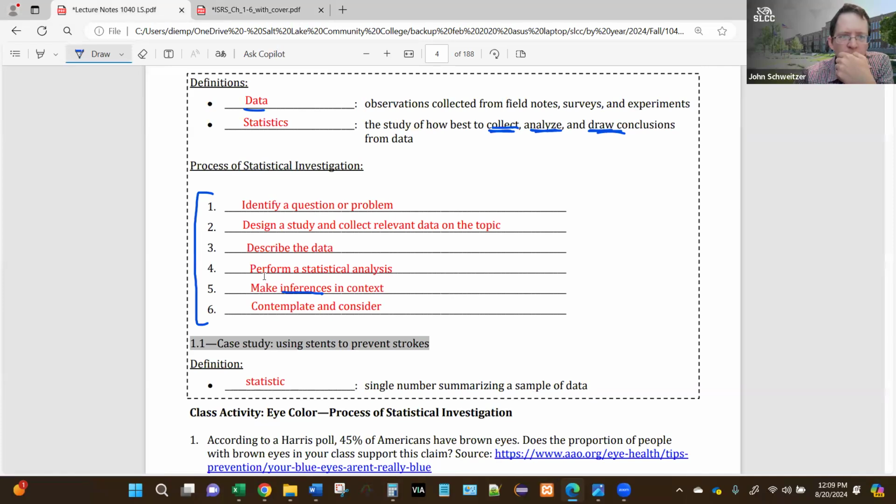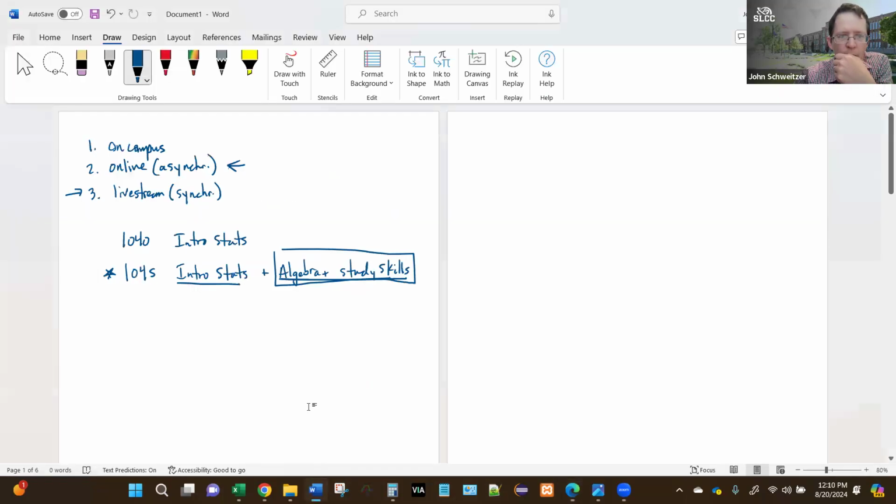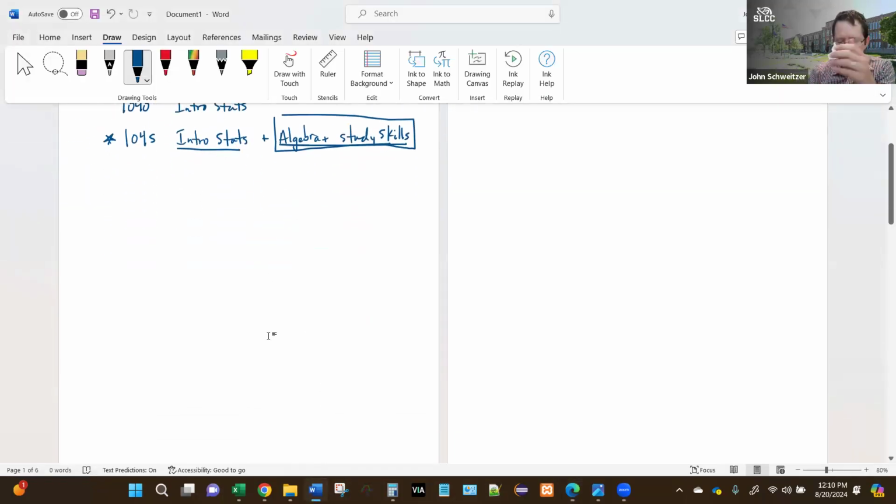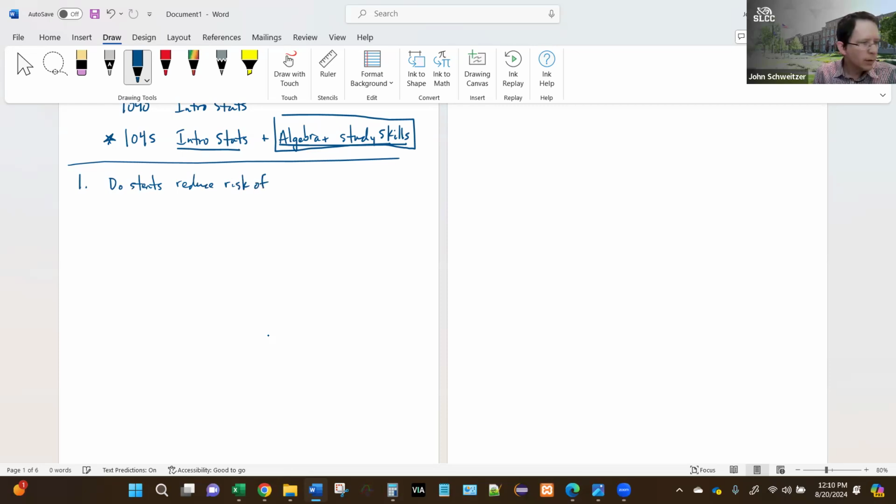So let's use this to think about our process of statistical investigation. We have 6 steps, and let's go through them. We're going to identify a question or a problem. That's our first step here. Let's go ahead and do that. What is the question, the problem that we're trying to identify? Do stents reduce the risk of stroke?